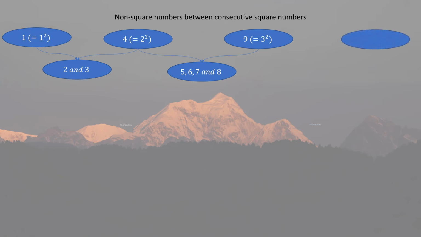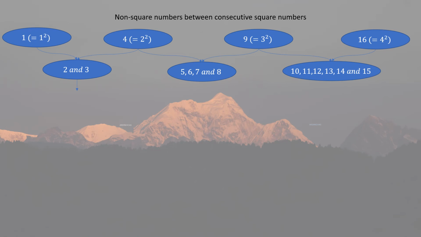Let us take another consecutive square number 16, that is 4 square. So between 9 and 16 there are 10, 11, 12, 13, 14 and 15, meaning there are 6 numbers between 9 and 16, which are consecutive square numbers. Now, if you are given a bigger number, then you will have to write all the numbers between them to answer that person. So let's make it easier by understanding the pattern here.